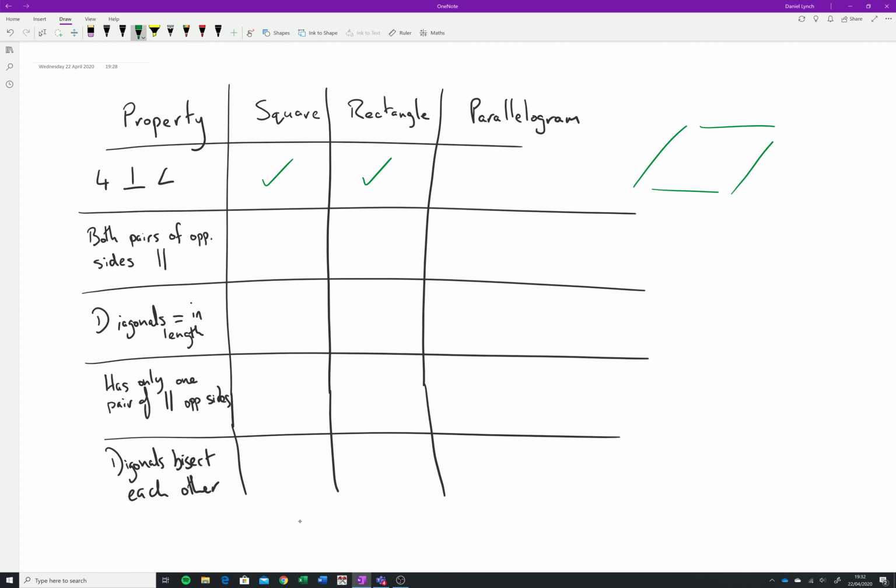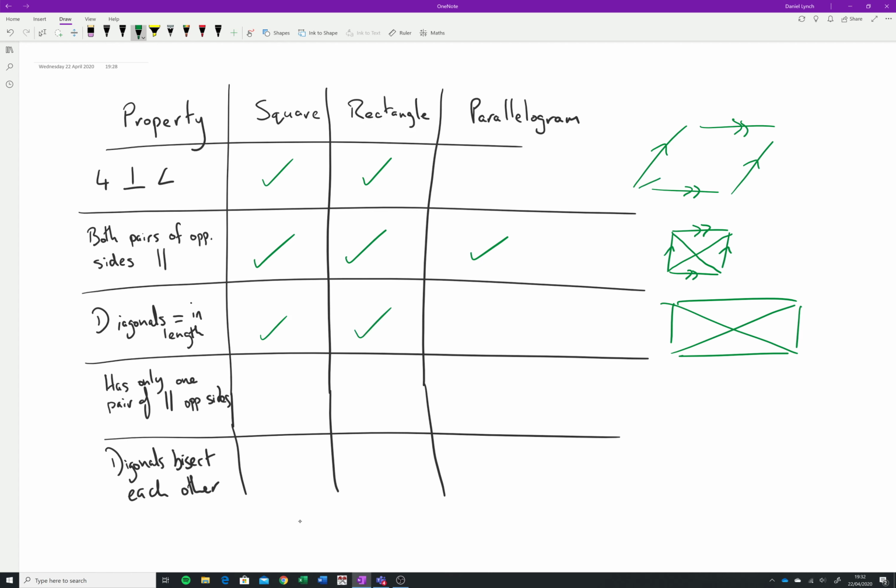Both pairs of opposite sides are parallel. Well, in a square, the opposite sides, that is parallel to that, that is parallel to that. So yeah. Same is true for a rectangle, and in a parallelogram, that is parallel to that, and that is parallel to that. So it's true for all of them. The diagonals are equal in length. So that line there is equal to that line. That is true for a square. It's also true for a rectangle. That length is equal to that length. All good. But this length there is not the same as that length there. So not true for a parallelogram.